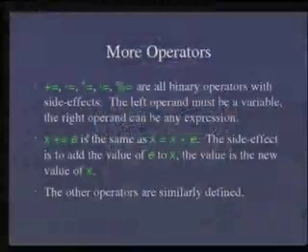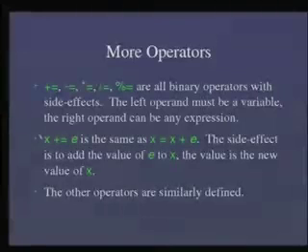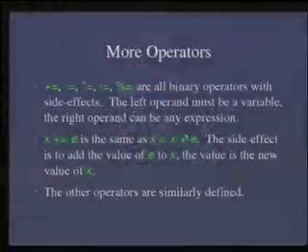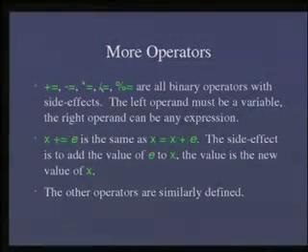So in all these cases, again the left hand operand must be a variable and the right hand operand can be any expression. So for example, let's look at an expression x plus is equal to e. This is exactly the same in terms of both value as well as the side effect as the expression x assigned x plus e. So therefore the side effect is to add the value of e to the current value of x, and the new value of x is the value of the expression. And the same is the case with the other operators that we have listed here. The only difference is that instead of this plus, this would get replaced with subtraction, multiplication, division, or remainder operation, as the case might be.